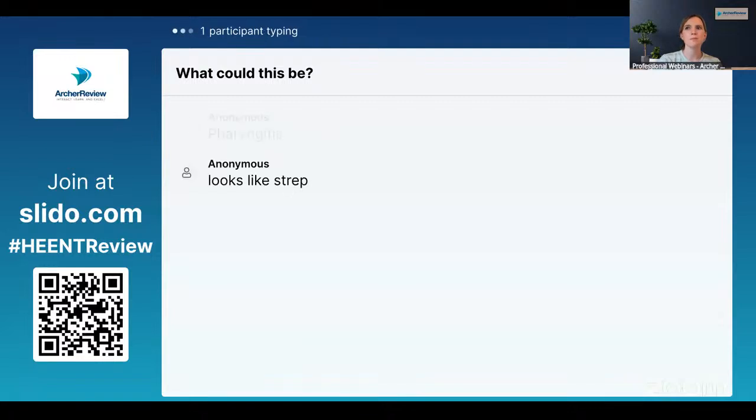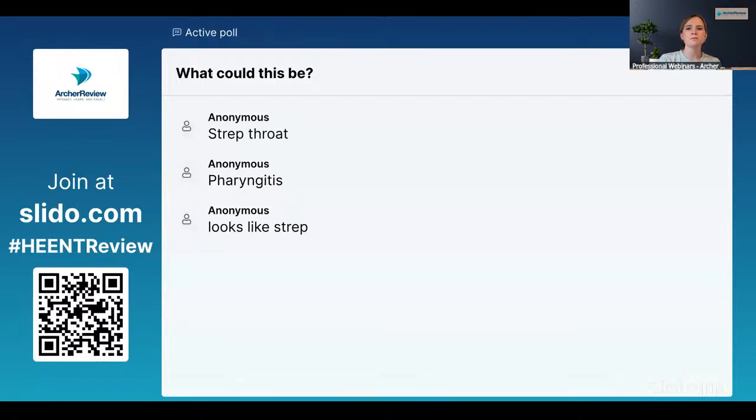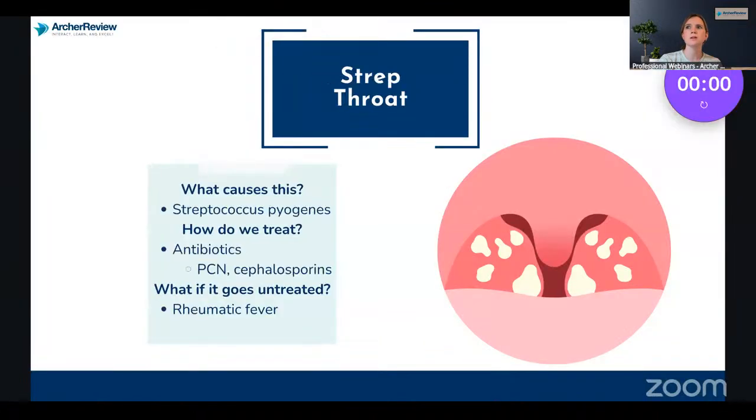Looks like strep, pharyngitis, strep throat. Awesome. All right, you guys are doing great. So it is strep throat. So what causes it? Streptococcus pyogenes. I shouldn't be trying to pronounce these things.